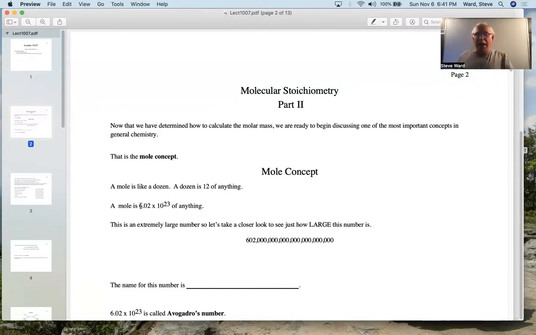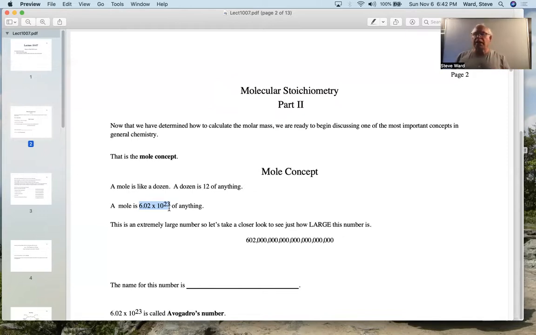And that number happens to be 6.02 times 10 to the 23rd. And that's not exact. We could take it out to more decimal places. I choose to round to two decimal places, 3 significant figures. So that's a large number. Let's write that number out.